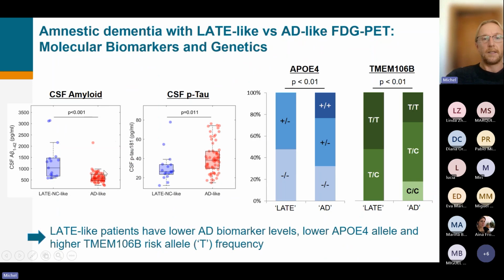Looking at biomarkers, we see indeed that these LATE-like cases have much less abnormal amyloid and tau biomarkers than the AD-like cases, indicating that some other pathology may be mostly responsible for driving this dementia phenotype in these patients. And the obviously implicit assumption here is that this other pathology would be TDP-43, or LATE pathology. The genetic data also went in the same line. We see a much lower proportion of APOE4 allele carriers in these LATE cases, so a complete lack of homozygous carriers of the APOE4 allele. By contrast, the LATE cases were enriched for the TMEM106B risk allele that had been previously associated with TDP-43 pathology, with a complete lack of homozygous carriers of the protective C allele.